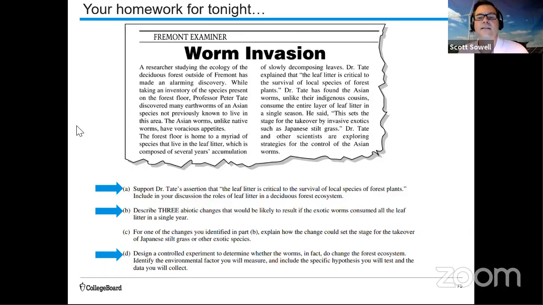Dr. Tate explained that the leaf litter is critical to the survival of local species of forest plants. He has found the Asian worms, unlike the indigenous cousins, consume the entire layer of leaf litter in a single season. He said, quote, this sets the stage for the takeover by invasive exotics such as Japanese stiltgrass. Dr. Tate and other scientists are exploring strategies to control this Asian worm.